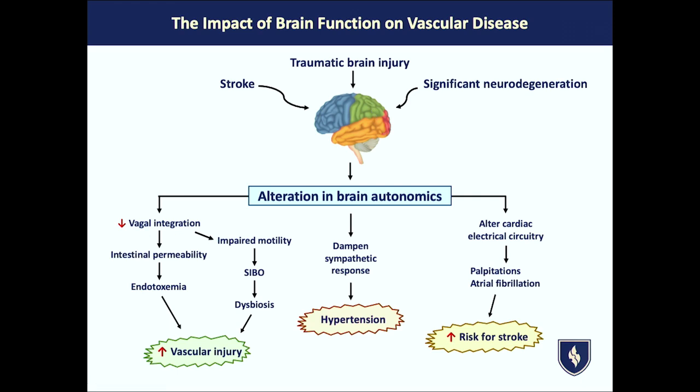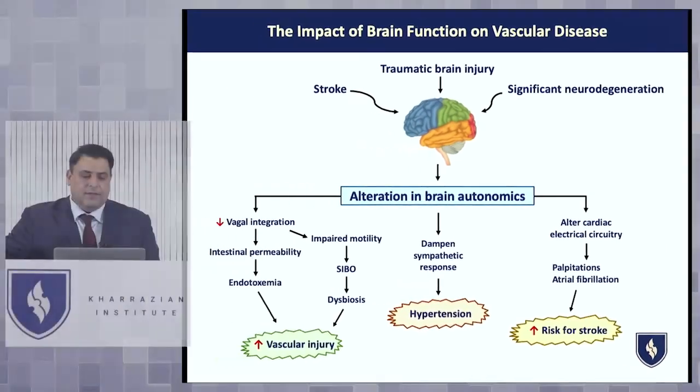So here's a summary of these mechanisms. Stroke, traumatic brain injury, or even significant neurodegeneration leads to inability for the brain to control autonomics, specifically to dampen the sympathetic response. And if it is unable to dampen the sympathetic response, then you get hypertension. And just to talk about this a little bit more, the way this works is your brain is constantly getting input from different stimuli: sound, light, proprioceptive, muscle spindle, Golgi tendon input.